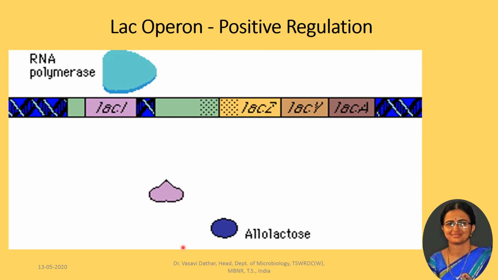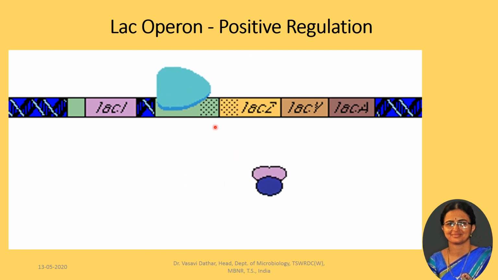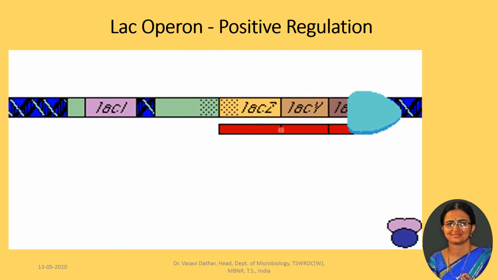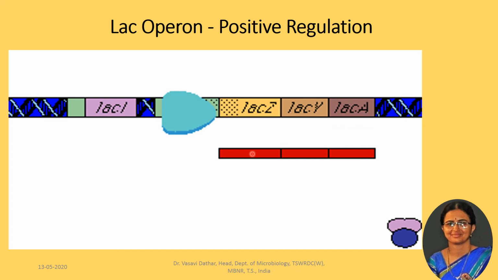Lactose converts to allolactose. Allolactose binds to the repressor. So, the repressor cannot bind to the promoter, but RNA polymerase can bind to the promoter and then it can pass through the structural genes, resulting in the production of many mRNA molecules.